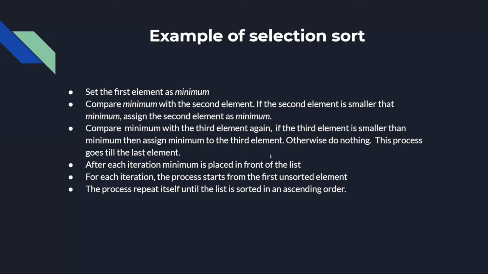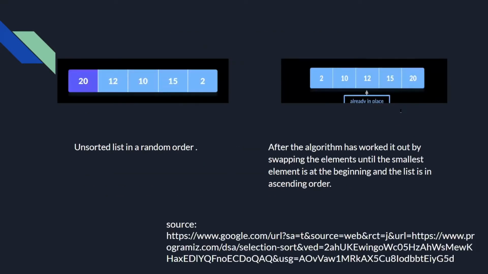Over here we can see an example of 5 elements. So we have 20, 12, 10, 15, 2. This is the unsorted list on the left. And on the right, after the algorithm has worked, by swapping the elements until the smallest element is at the beginning, the list is sorted in ascending order.